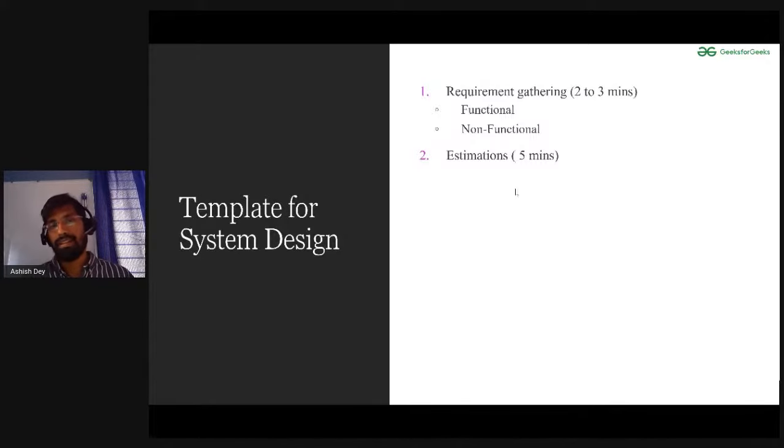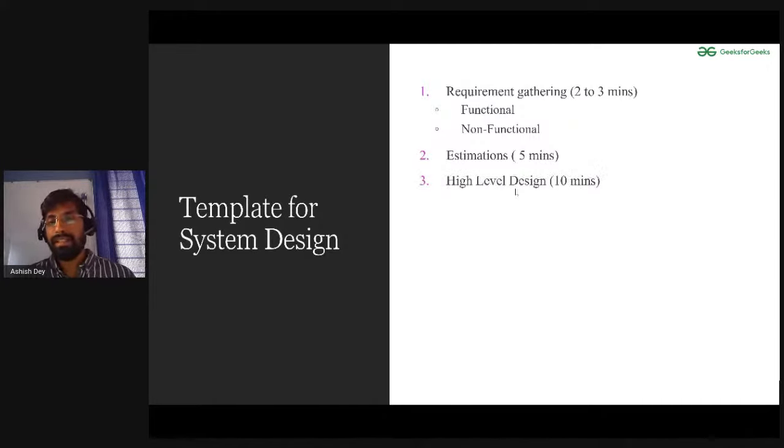So for estimations you have three things: the in data, the data that is coming into our system, how much data, and the out data, how much data is going out of our system. Meaning whenever we are pulling the feed, the data is coming out of the system, right? And the third is QPS.